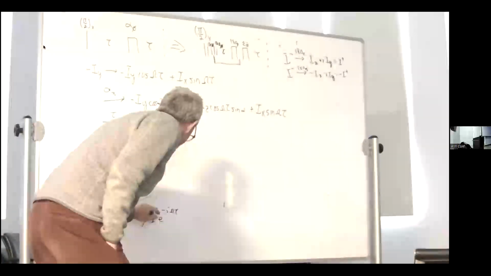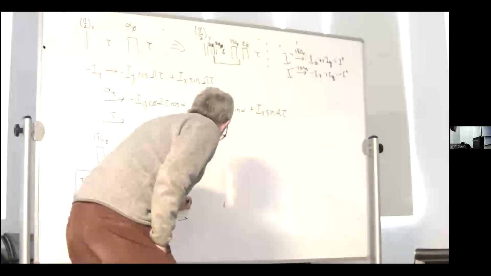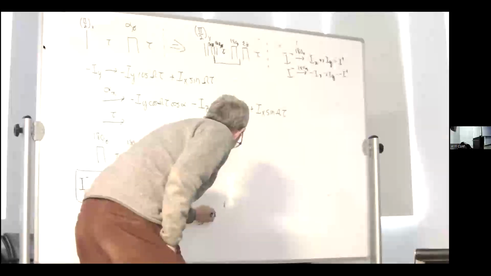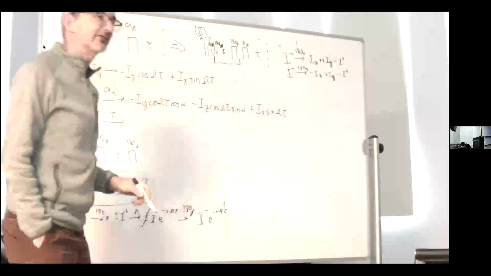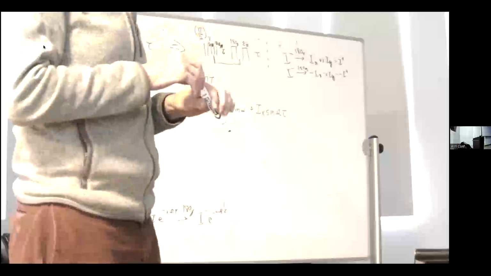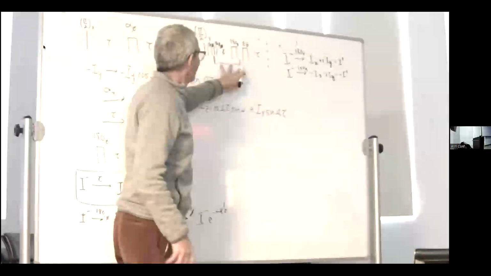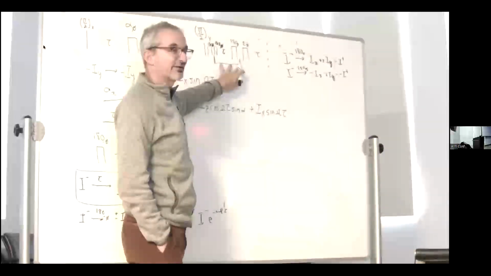I'll get it back. After this 185, I get back I minus e to the minus I omega tau. The plus minus canceled. The second 180 turned I plus back to I minus. So this sandwich says, it just looks like I've evolved for tau, but I've inverted the chemical shifts.